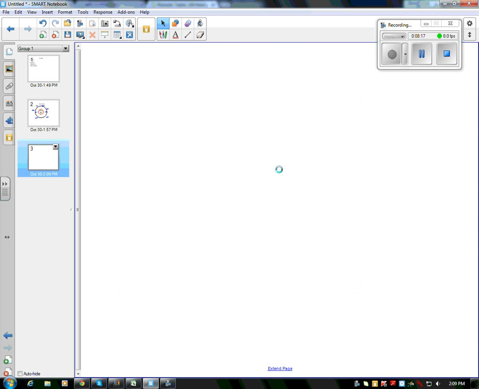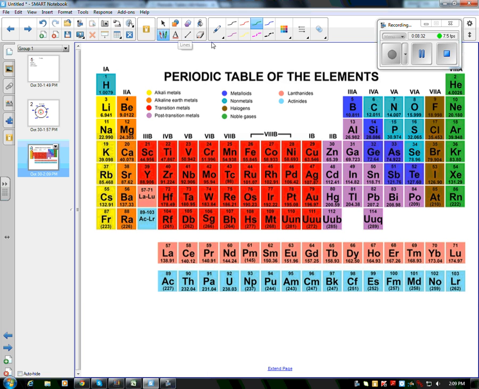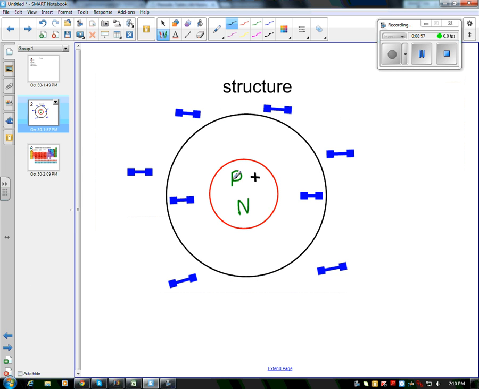There it is. All right, this is the periodic table. When we look at the periodic table, this very top number, this number right here is called the atomic number. The atomic number there is 1, over here is 2, 3, 4, 5, 6, 7, 8, all the way. It's numerical, right? But what this atomic number also tells us is how many protons are in the nucleus.